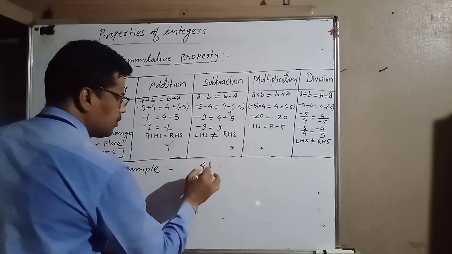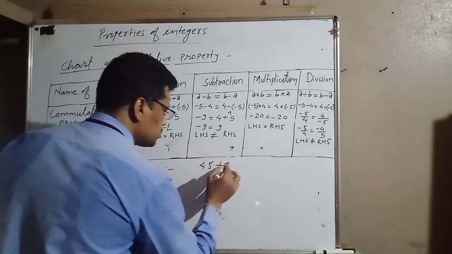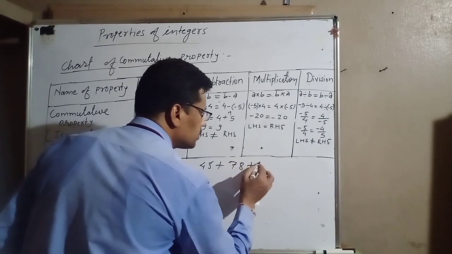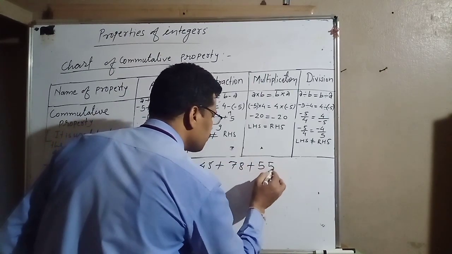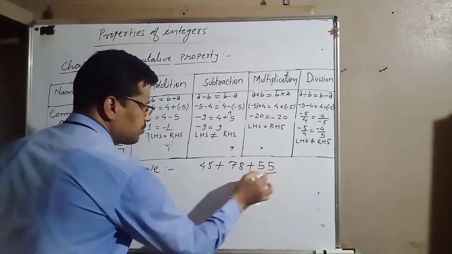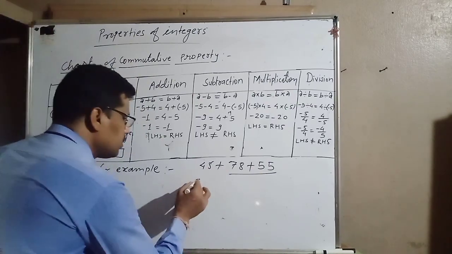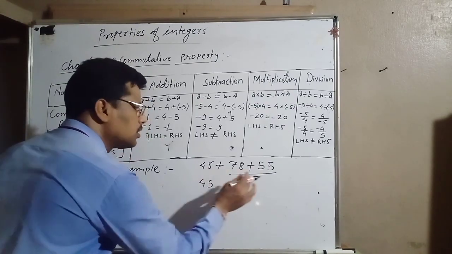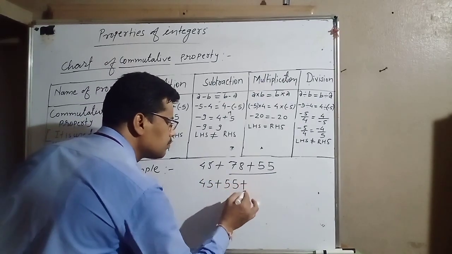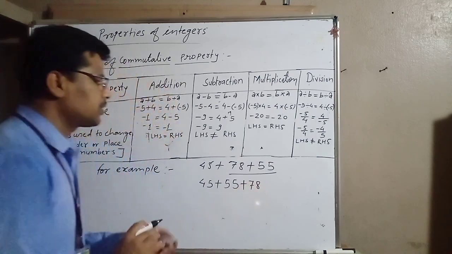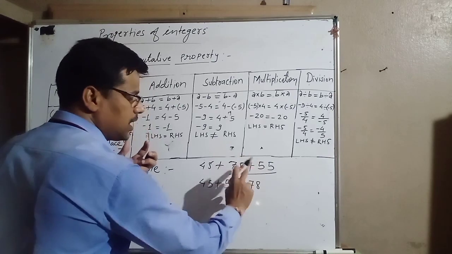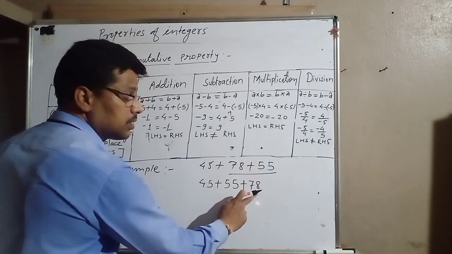There are numbers 45 plus 78 plus 55. If I want to add these three numbers, here we can change the place of two numbers. Now here we can write 45, and now we can change the order of these numbers. So you can write here 55 plus 78, after changing the place of A and B. So you can change it to 55 plus 78.